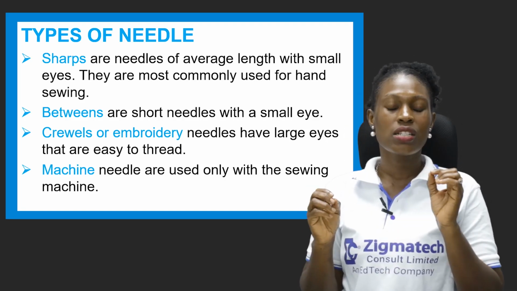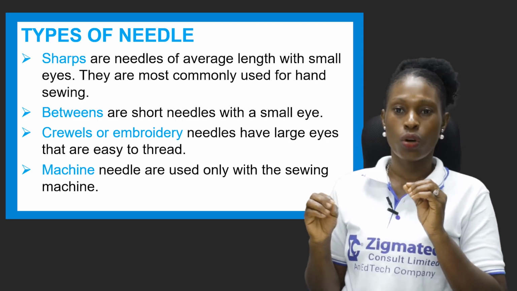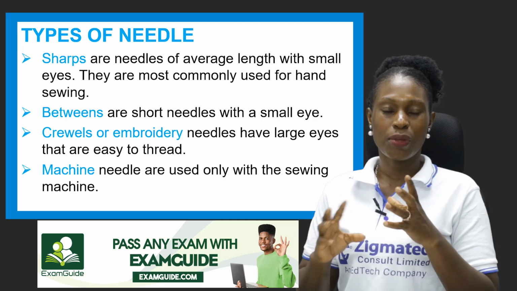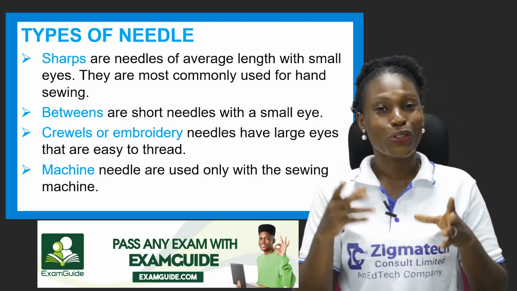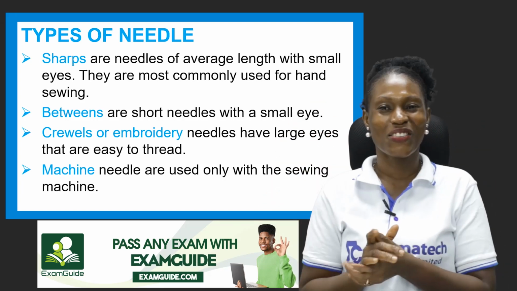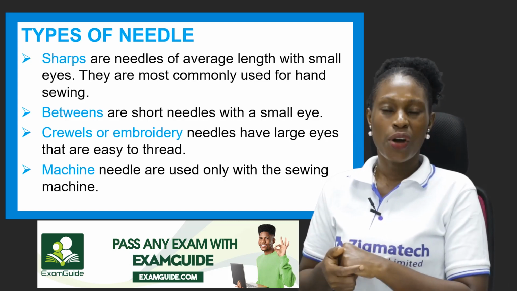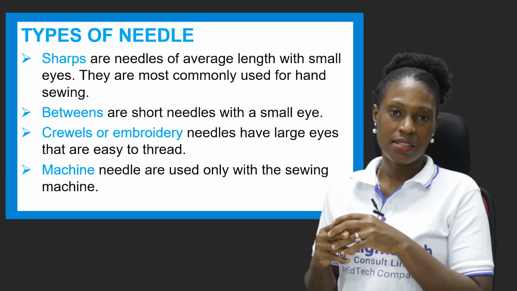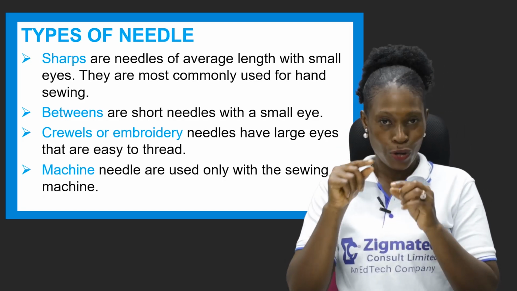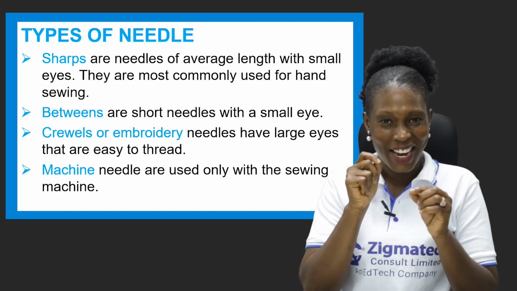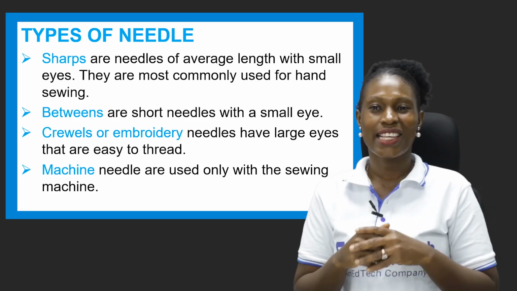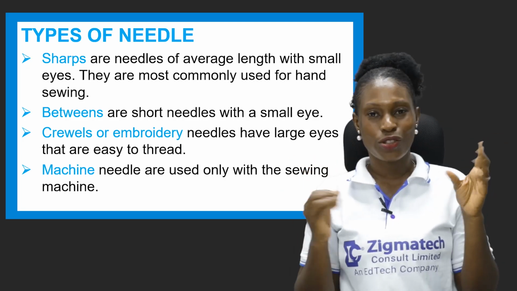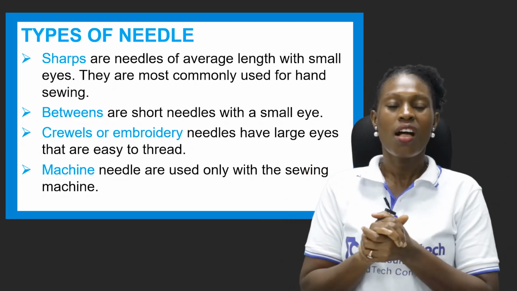Then we have the crewels, or embroidery needles. These needles have big eyes and are easy to thread because they are big. This is what most of us ladies use to make our hair and all of that. They are called crewels or embroidery needles because they are used to do most embroidery patterns. You don't have to fight like with the sharps to fix the thread and struggle. The crewels have large eyes that are easy to thread. You just put your thread in and you don't have to struggle that much.